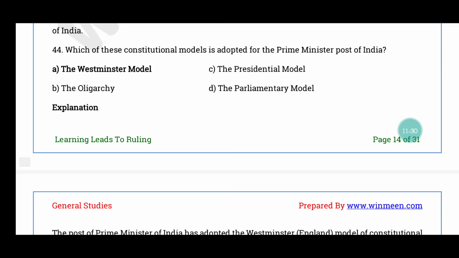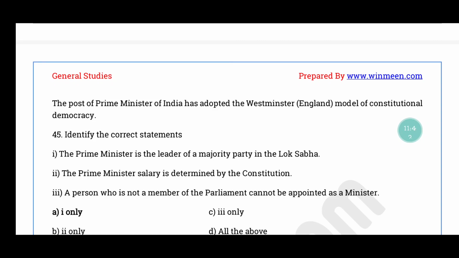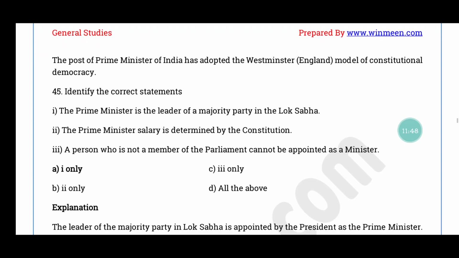Question number 44. Which of these constitutional model is adopted for the Prime Minister post of India? The correct answer is option A, the Westminster model. The post of Prime Minister of India வந்து எந்த மாடல் அடாப்ட் பண்ணியிருக்குன்னா Westminster, that is England model of constitutional democracy.